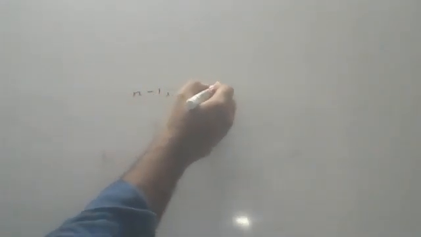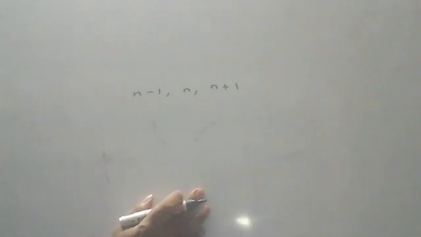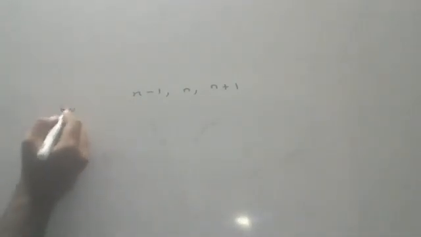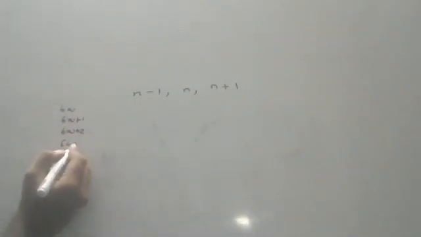Prove that the product of three consecutive integers is divisible by 6. Children, three consecutive integers means one I will take n minus 1, one I take n, one I will take n plus 1. Among these, is the product divisible by 6, that is the question. 6 means, children, you have to check with 6q, 6q plus 1, 6q plus 2, 6q plus 3, 6q plus 4, 6q plus 5. This many numbers you have to check.